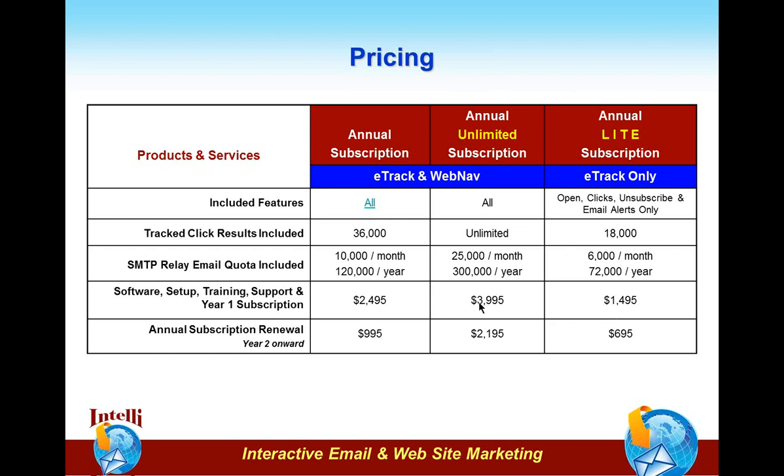The year 1 cost includes software setup, training, support, everything you need, as well as your SMTP relay emails, tracked units. And then in year 2, when you're already set up and you're just renewing, it's a lot lower. It's $6.95 in year 2. So very, very good value for this. And then you just basically get all of the features I discussed, including the scrubbing of your database, the HTML editor, all of that.